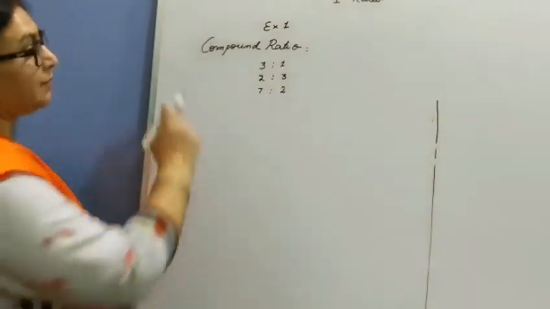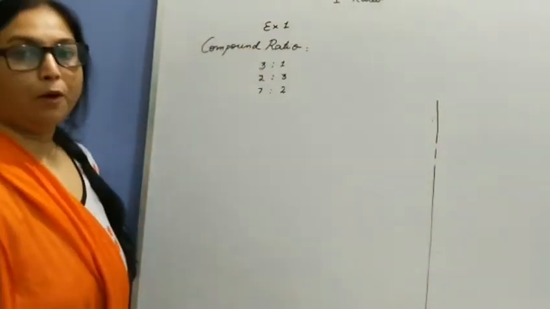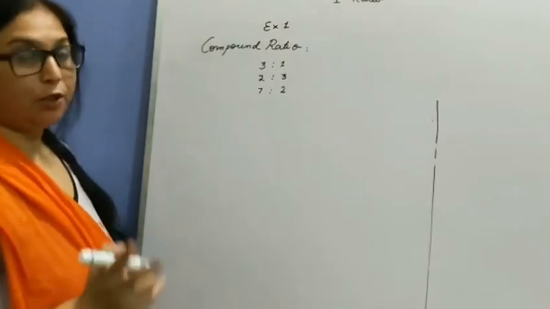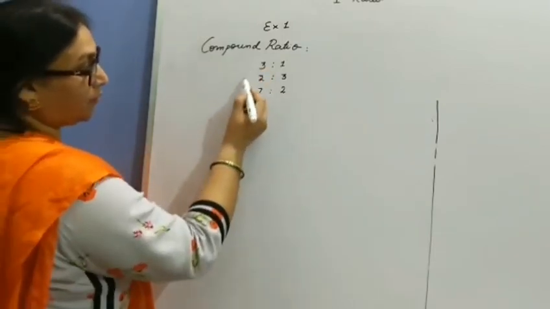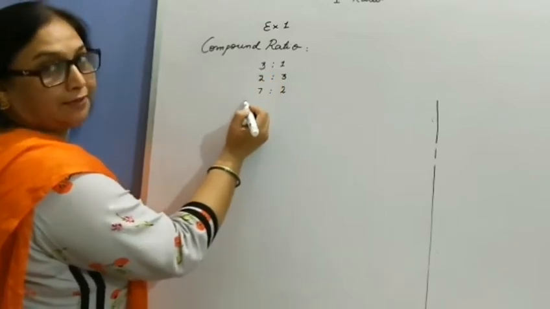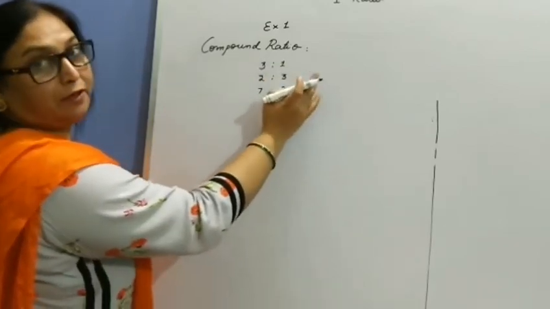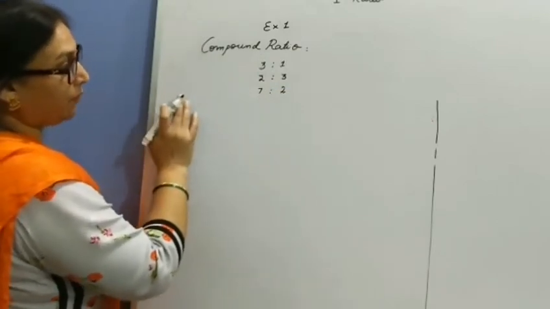Children, the next topic is compound ratio. The compound ratio of two or more ratios is a ratio whose antecedent is the product of the antecedents of the given ratios and the consequent is the product of all the consequents of the given ratios. Let me explain with the help of an example.